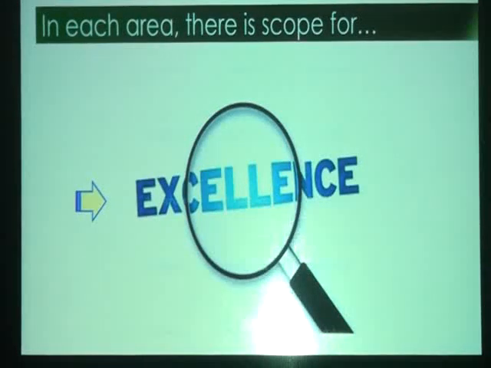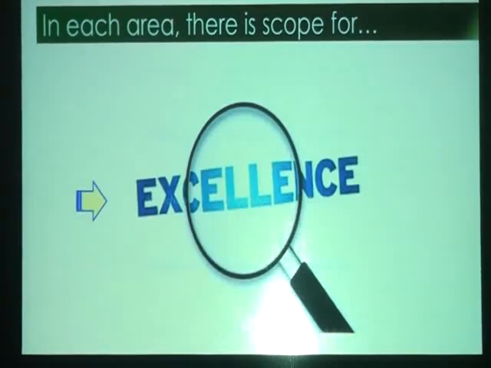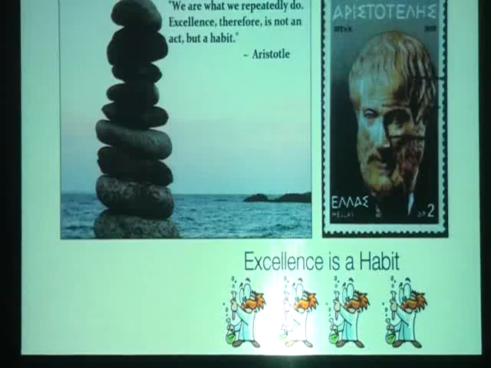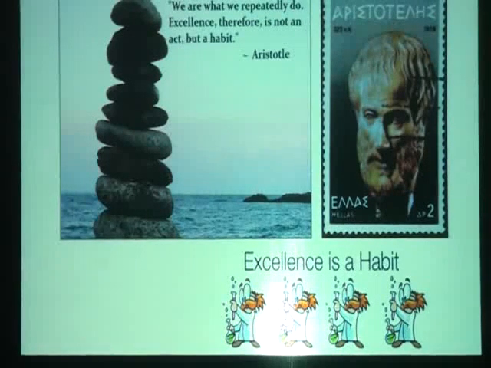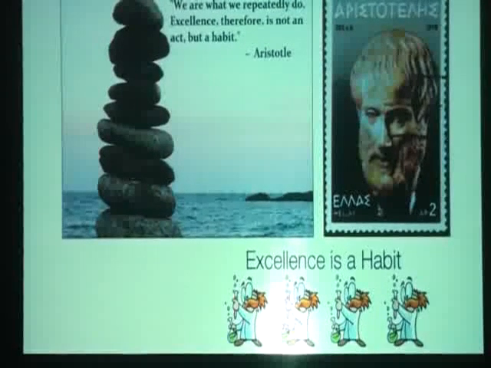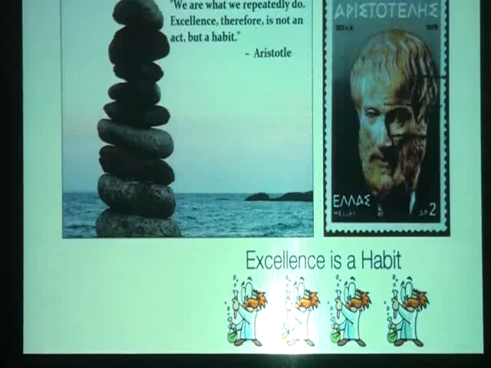So in each area there is a scope for excellence. Not only are we ophthalmologists, we are fathers also. We are spouses for somebody. We are neighbors for somebody. So it is a big dimension. And what Aristotle said about 300 BC, that excellence is not an act, it is a habit. It was told a long time, 3000 years back.